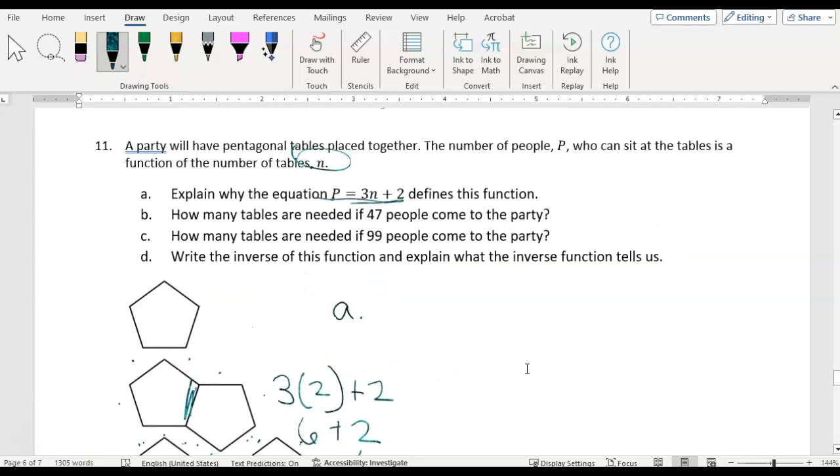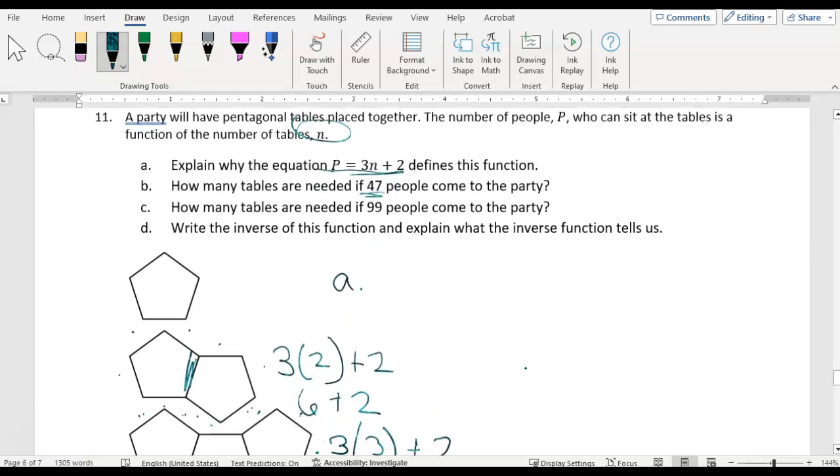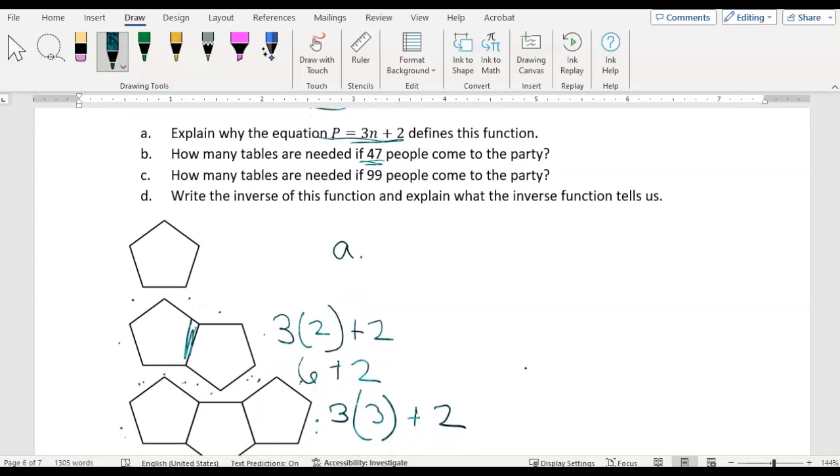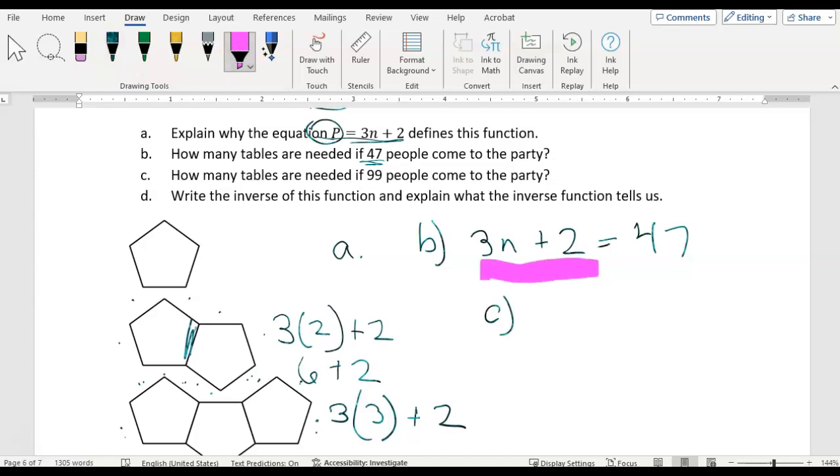How many tables are needed if 47 people come to the party? So if our equation is 3n plus 2 equals p, the number of people that can sit, we have 47. So then you can solve for n. All right, so letter B, go ahead and solve for n and see what you get. Remember that if you get a number with a decimal, you're going to need more tables, right? So just keep that in mind. That right here, though, I'm going to highlight because that's an answer you need to calculate. You know how to solve this equation for n.